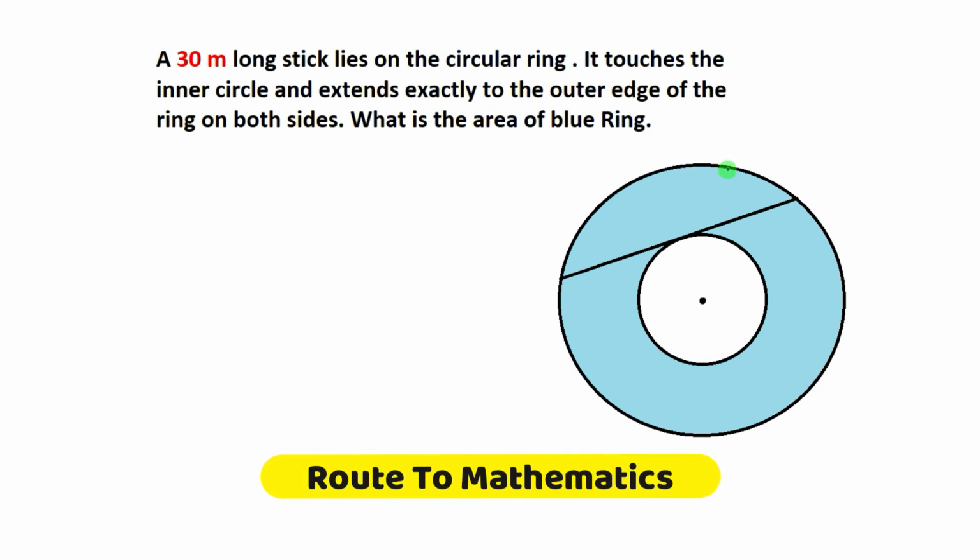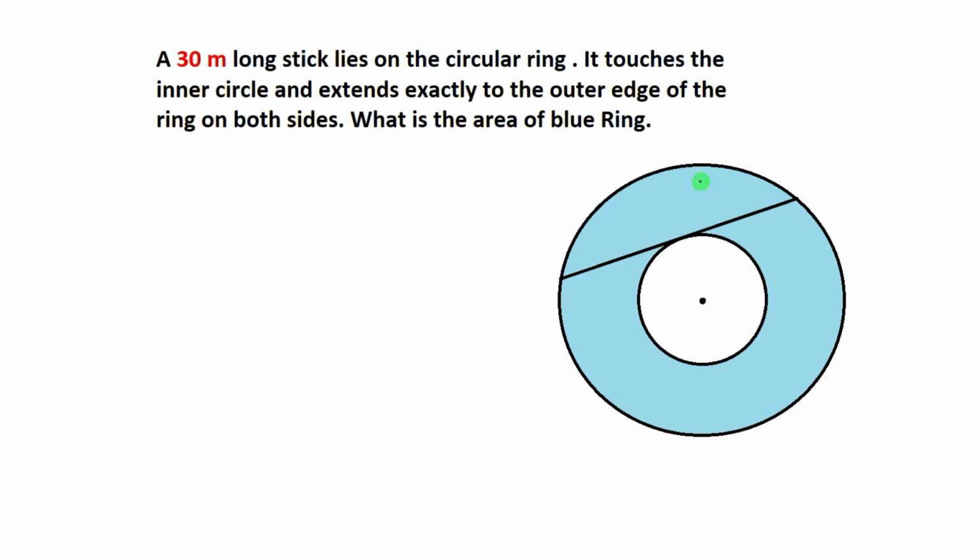In this video we're going to solve this interesting geometric problem. Here we are given a 30-meter long stick that lies on a circular ring. It touches the inner circle and extends exactly to the outer edges of the ring on both sides.